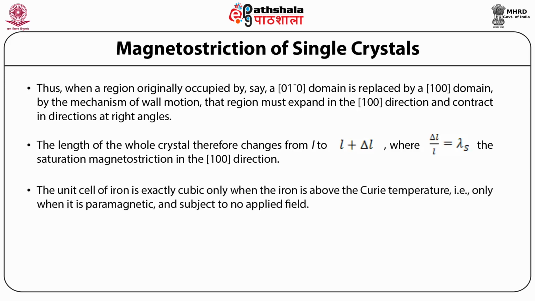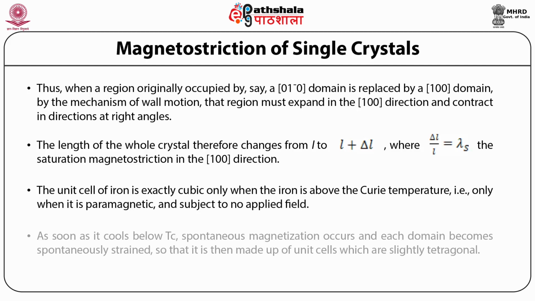The unit cell of iron is exactly cubic only when the iron is above the Curie temperature, that is, only when it is paramagnetic and subject to no applied field. As soon as it cools below Tc, spontaneous magnetization occurs and each domain becomes spontaneously strained, so that it is then made up of unit cells which are slightly tetragonal.